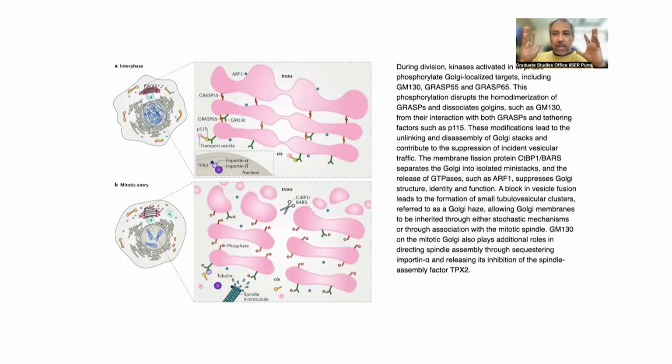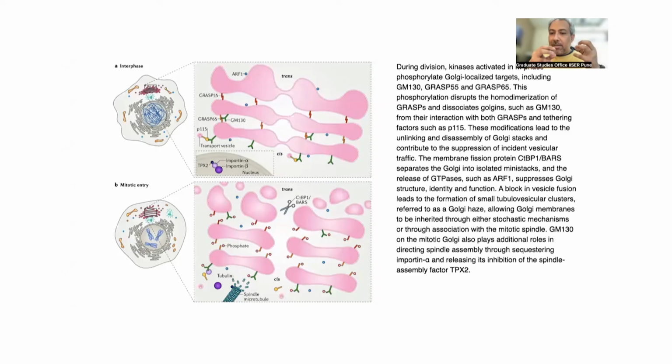And so things now start breaking apart, right? These modifications lead to unlinking and disassembly of Golgi stacks and contribute to the suppression of vesicular traffic. Once the Golgi breaks up, the delivery of things from the Golgi is also now getting affected. The membrane fission protein, CtBP1/BARS, separates the Golgi into isolated mini stacks, and the release of GTPases such as ARF1 suppresses Golgi structure, identity, and function. So proteins like ARF1, which are required for keeping that architecture together, are lost.